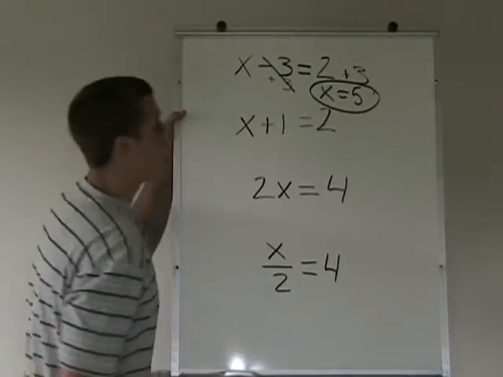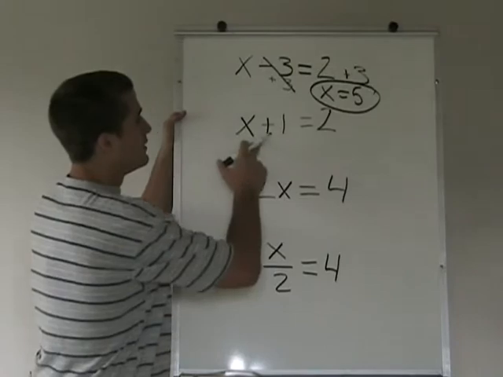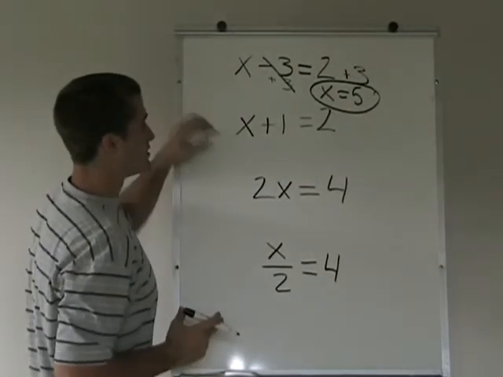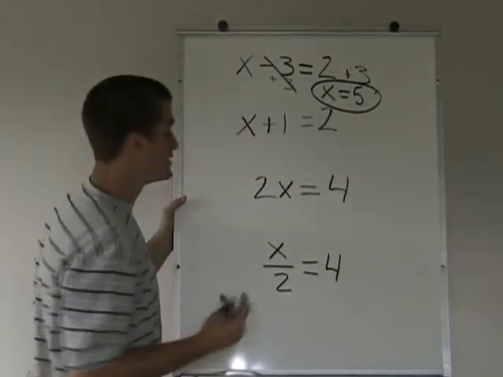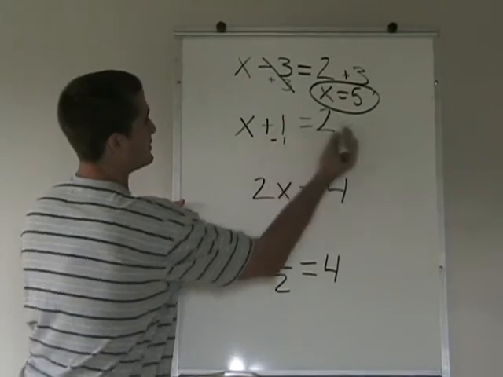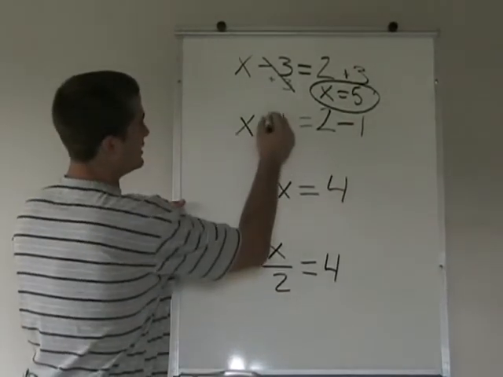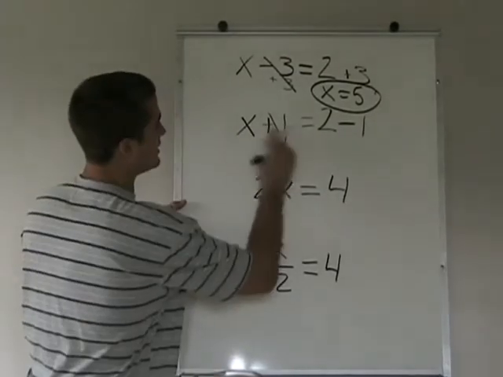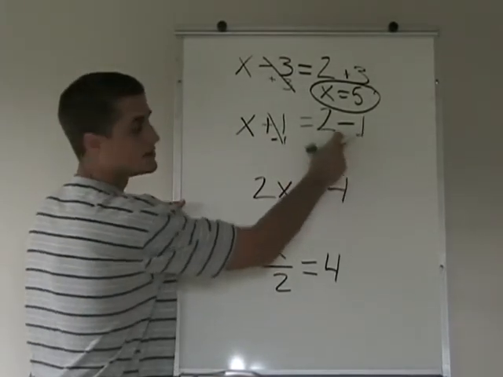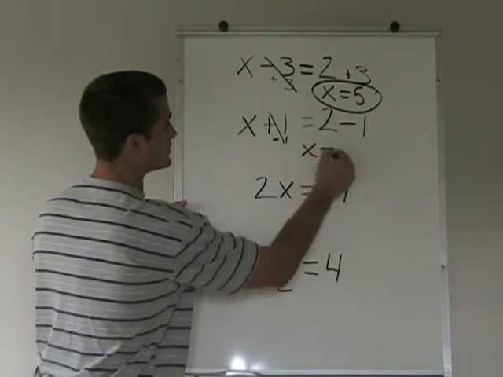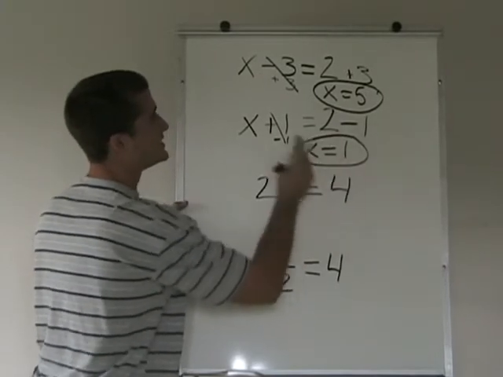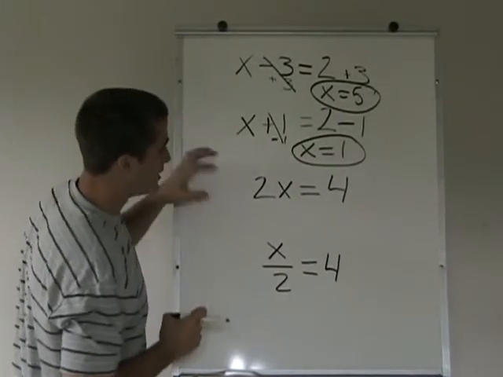When you add something to x, you're going to take the inverse of addition, which is subtraction, to both sides. Minus 1 on this side, minus 1 on this side too. These cancel, and you get x equals 2 minus 1. So x equals 1. That's addition and subtraction.